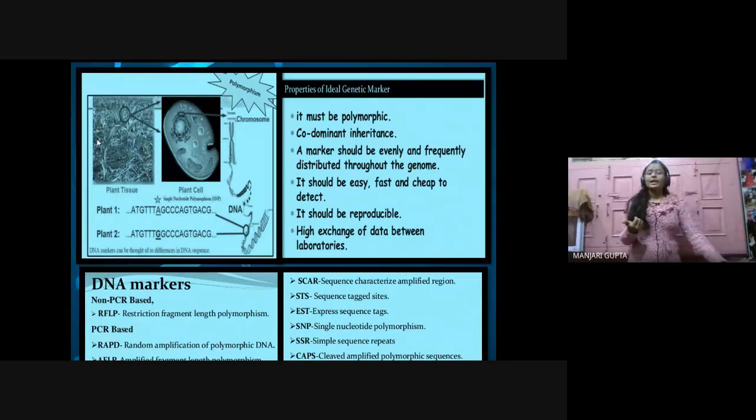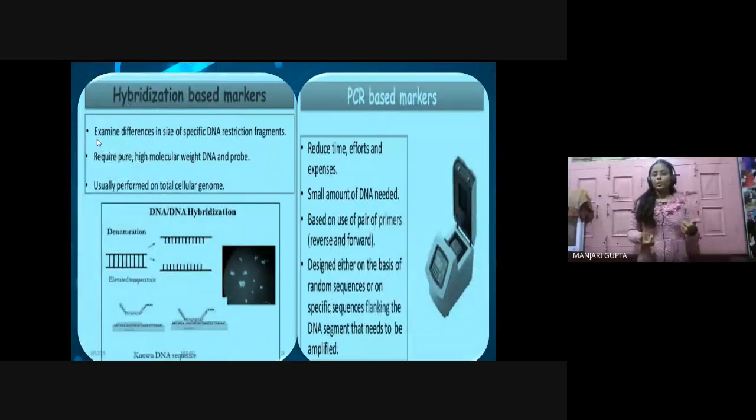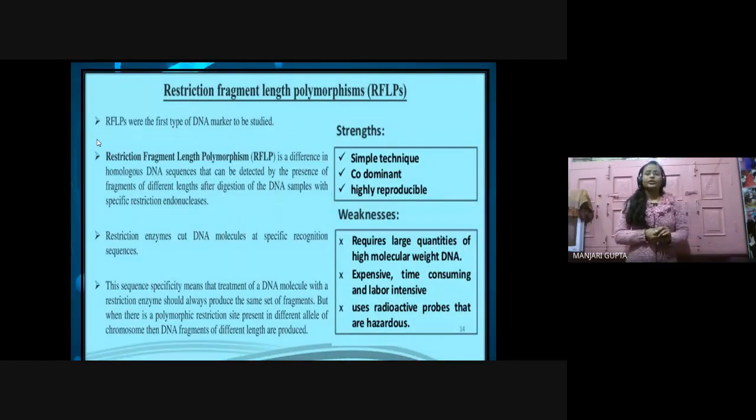The properties of ideal genetic markers: it must be polymorphic, codominant in inheritance, reproducible, etc. And there are two types of markers, hybridization based and PCR based. The first is based on the hybridization technique. It is expensive and requires total cellular genome, whereas PCR reduces time, effort, and expense, and only a small amount of DNA is needed. The first is RFLP.